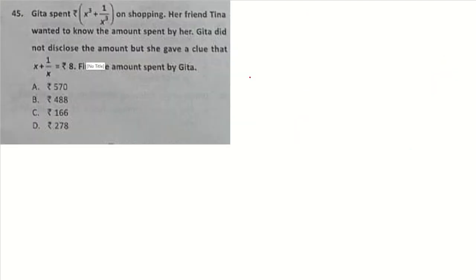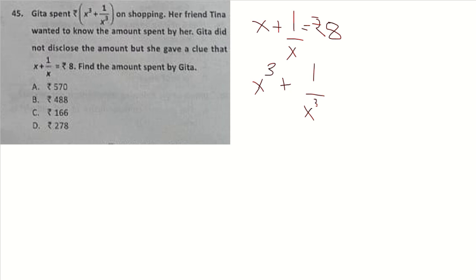Geeta spent rupees x cube plus 1 by x cube on shopping. Her friend Tina wanted to know the amount spent by her. Geeta did not disclose the amount, but she gave a clue that x plus 1 by x is rupees 8. Find the amount spent by Geeta. Now we have x plus 1 by x equal to rupees 8. We need to find x cube plus 1 by x cube.